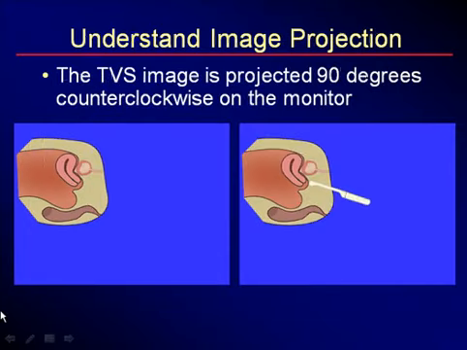Now we also have to understand the image projection. The transvaginal image is projected 90 degrees counterclockwise on the monitor from what we think we're seeing anatomically. So let's look at this. Here is the uterus. Here's the probe with the beam, sagittal. This is how it is in the body, but the machine rotates it 90 degrees counterclockwise on the image so that the image is at the top of your picture and comes out.